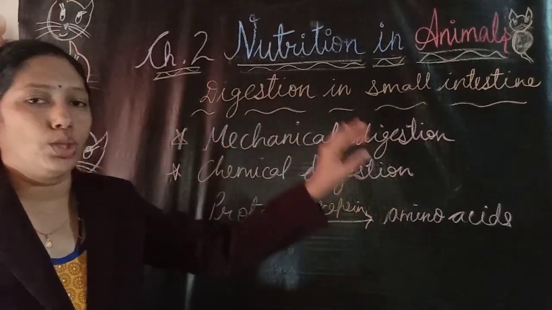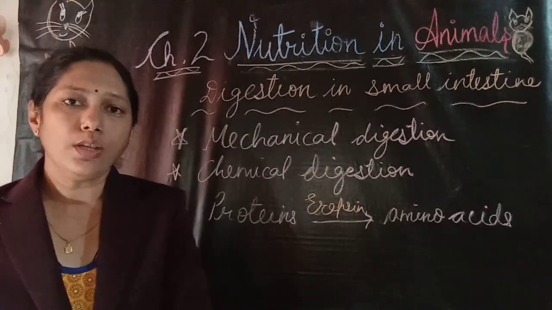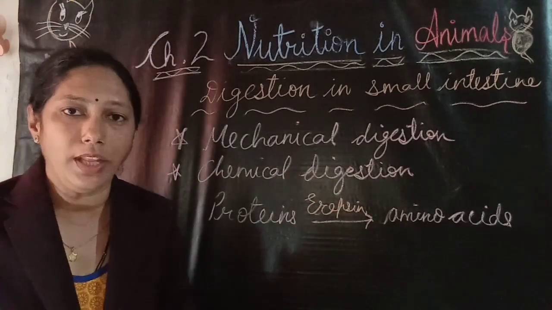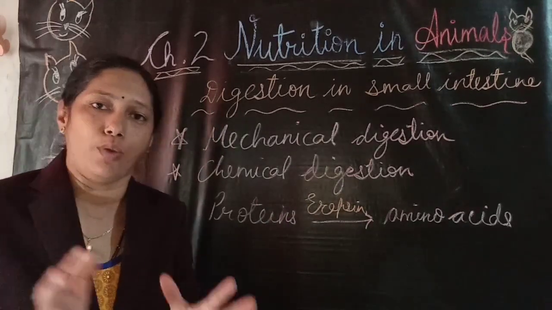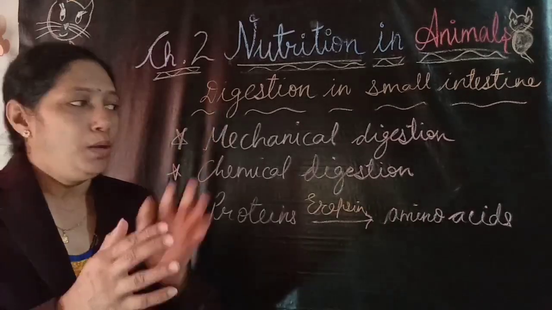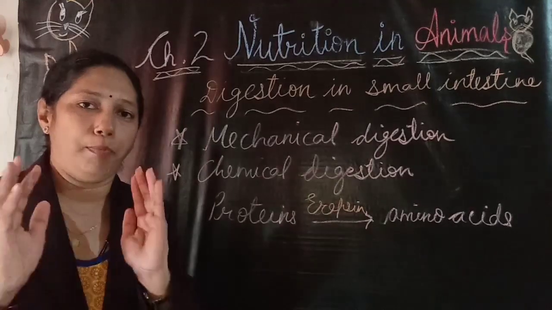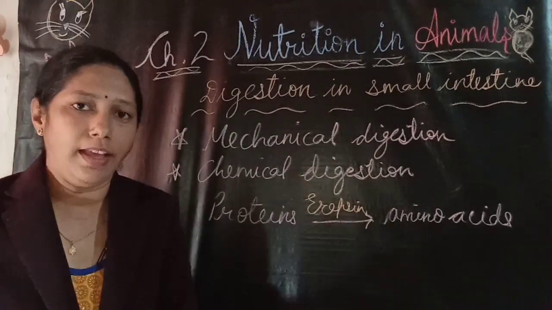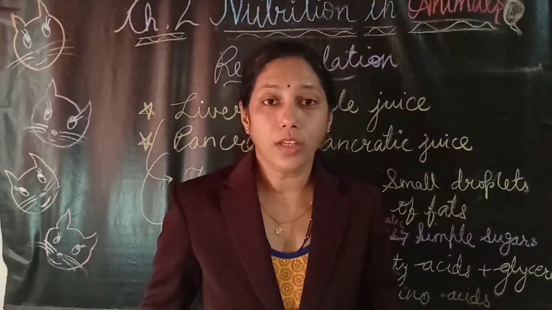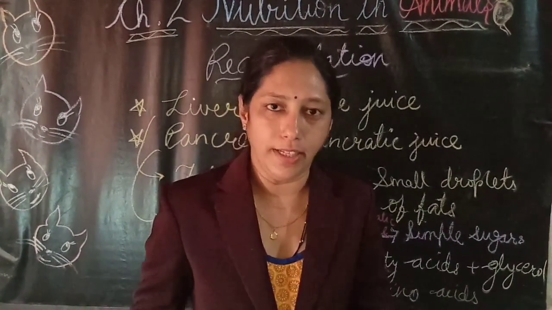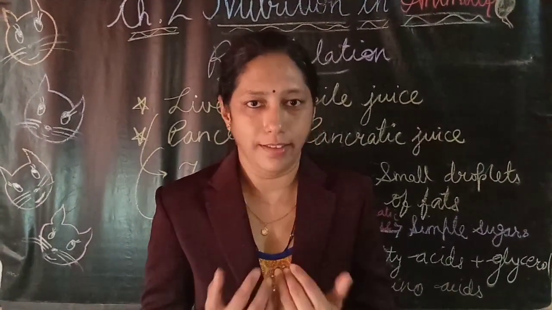The mechanical digestion also takes place in the small intestine by the muscles of small intestine. The muscles of small intestine mix the food with the different juices of liver, pancreas and the intestinal walls of the small intestine, and this way both the digestions occur in the small intestine and the majority part of food digestion completes in the small intestine. So the complete digestion occurs in the small intestine. Then what happens to this digested food, that we will learn in the next class.